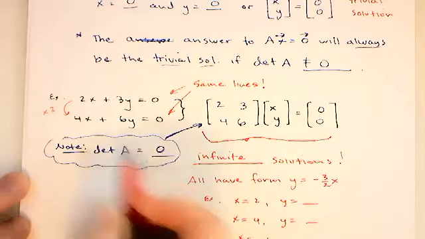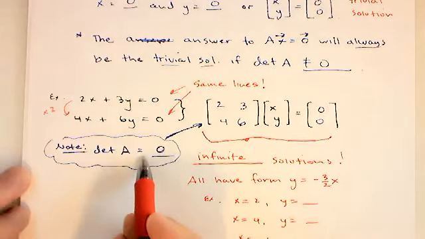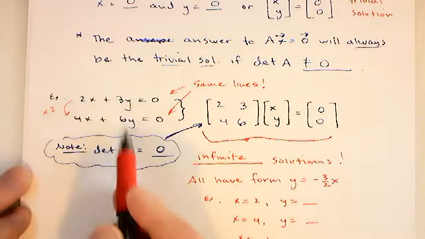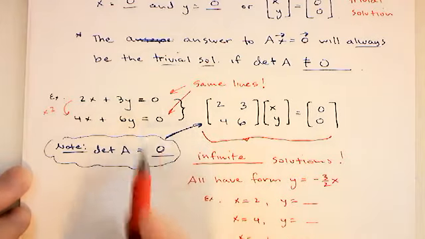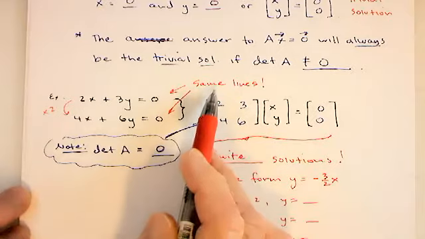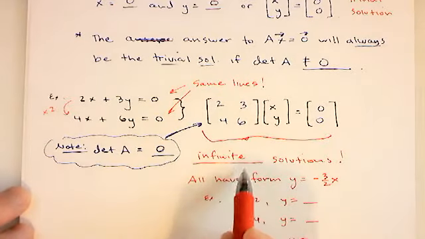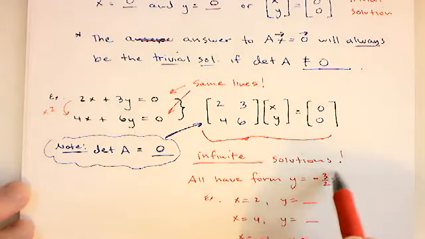Okay, so if it's a homogeneous system and your determinant is equal to 0, they can't be parallel, because these have to be 0 here. So it's always going to be a situation where we're talking about the same lines, which means they have infinite solutions.